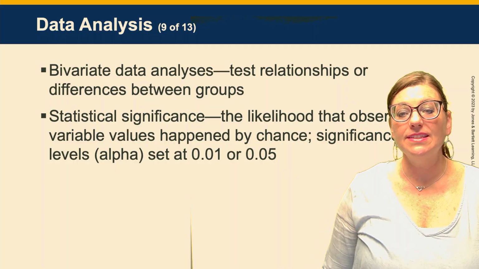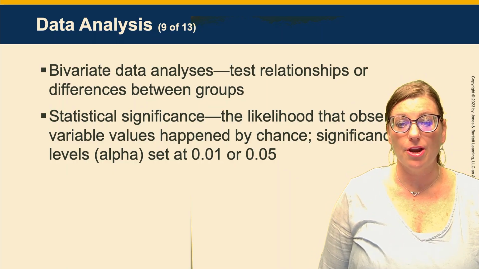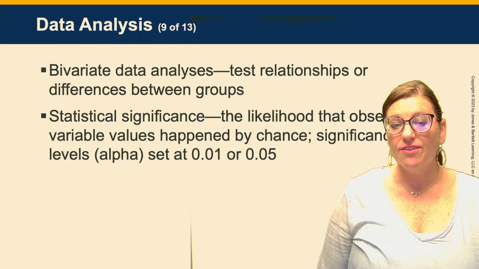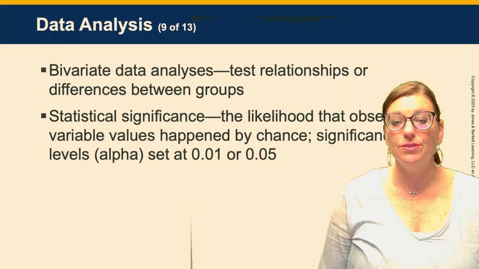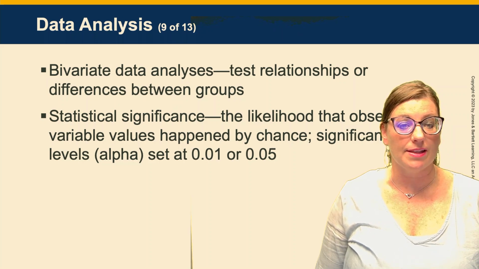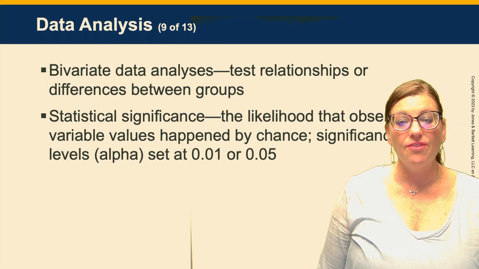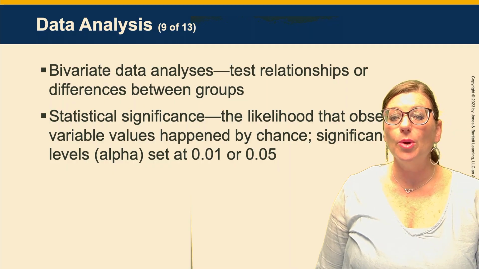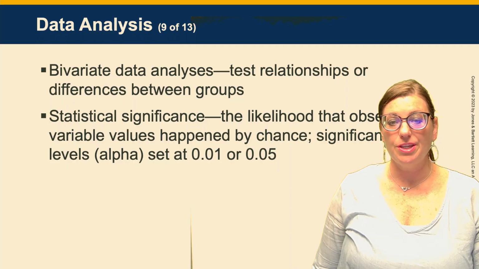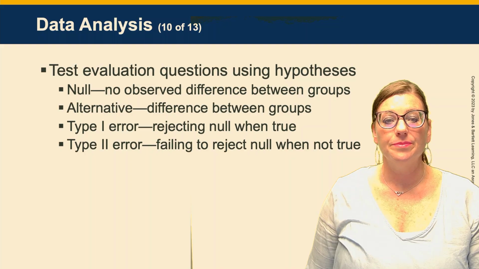Bivariate analysis lets us test relationships and compare groups. Statistical significance helps determine whether the differences we observe are likely due to chance. In evaluation, significance levels of 0.01 or 0.05 are most commonly used to interpret the results.